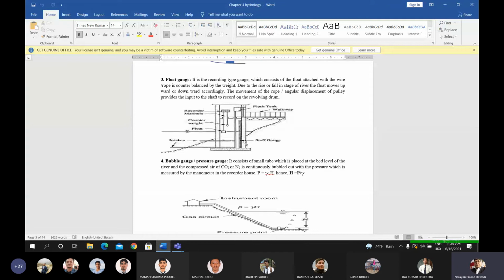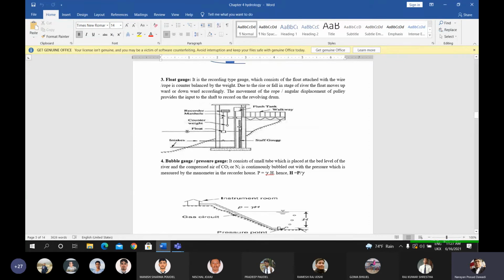It is a recording type gauge which consists of a float attached with a wire rope, counterbalanced by a weight. Due to the rise or fall in the stage of the river, the float moves up or down accordingly. The movement of the rope, the angular displacement of the pulley, provides the input to the shaft to be recorded on the revolving drum. This is the recording type of float gauge.